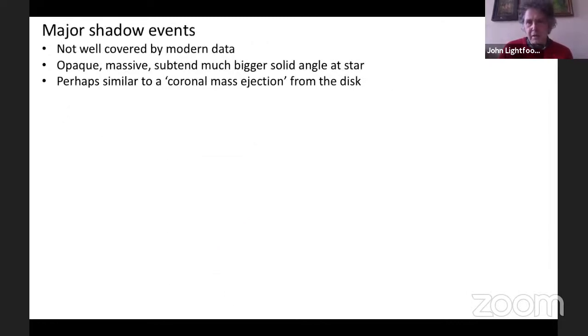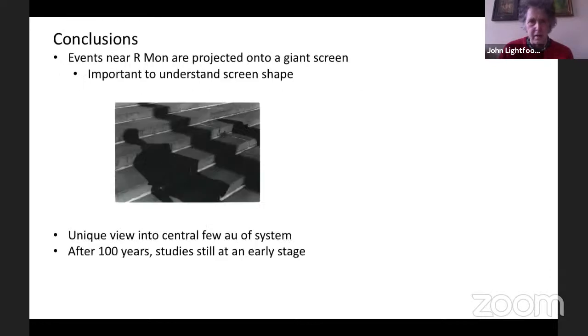Major shadow events are the reason that I first got interested in this, but unfortunately the data I've got doesn't really cover any of them very well. Certainly they're opaque and massive, and they tend to have a much bigger solid angle at the star. Currently, I think they might be some sort of thing ejected from the disk in the same manner as a coronal mass ejection is ejected from the sun by magnetic forces, but that's really just guesswork.